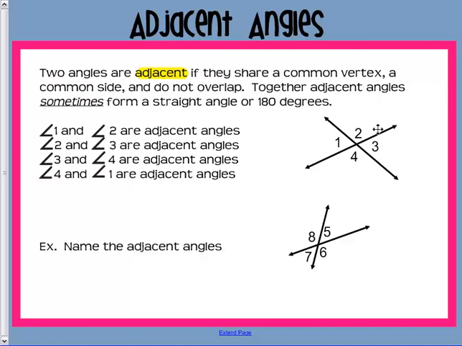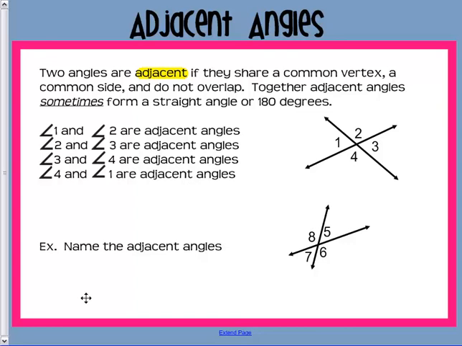2 and 3 are adjacent angles because they're next to each other. 3 and 4 are adjacent, and 1 and 4 are adjacent. Okay, so if they sit next to each other on the line, they are adjacent. They can't overlap, and they have to share a common vertex. So right here is the vertex that 1 and 2 share. If we separated them off, 3 and 4, 2 and 3, and 1 and 4.